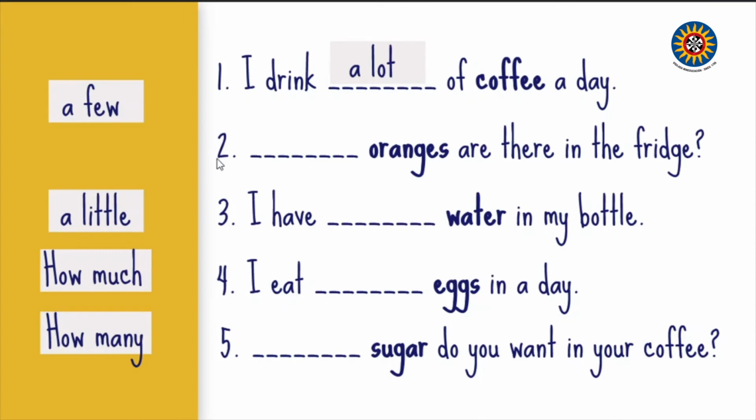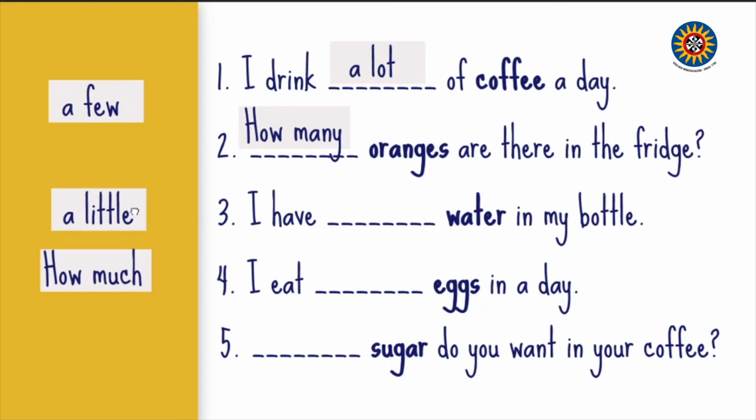Let's see number 2. Blank oranges are there in the fridge? This is a question, so we only have 2 options, and remember that oranges are countable. Okay, the correct option is how many. Now number 3. I have blank water in my bottle. In this sentence, we need a quantifier that we can use with water. That is an uncountable noun. Okay, the only option is a little.